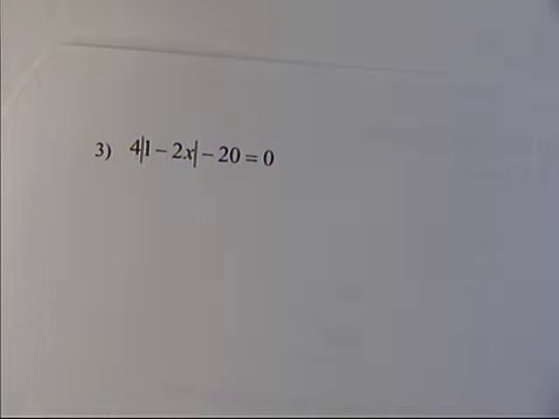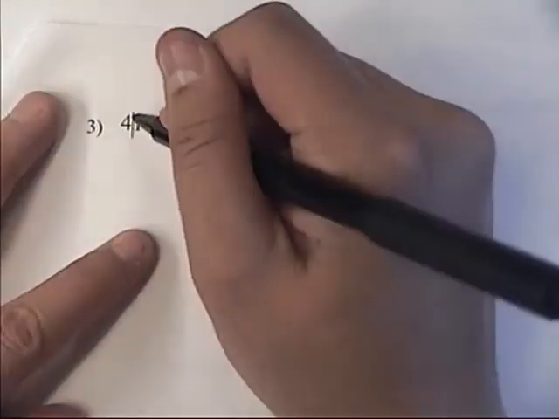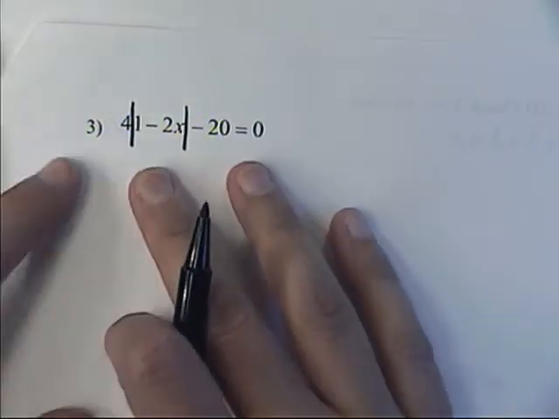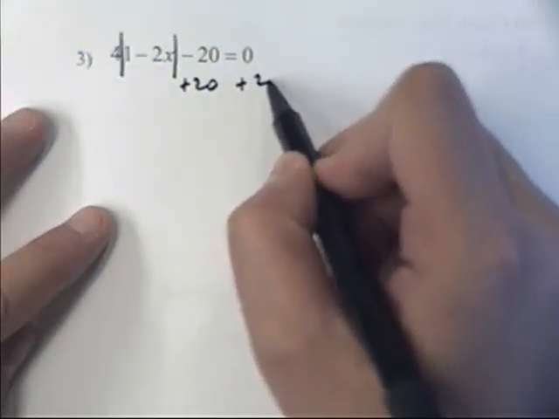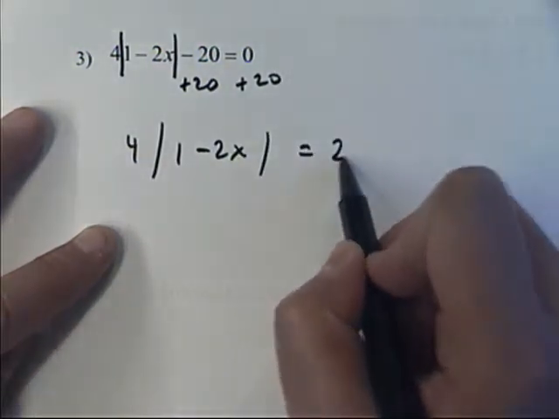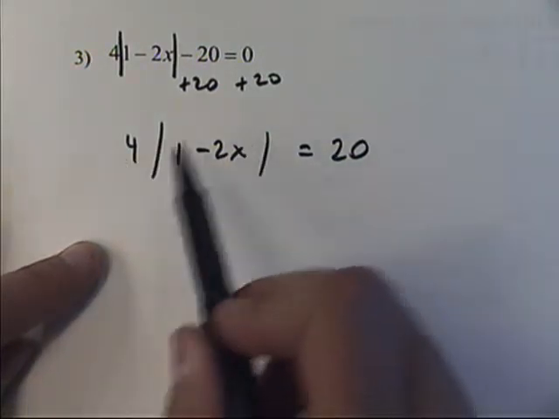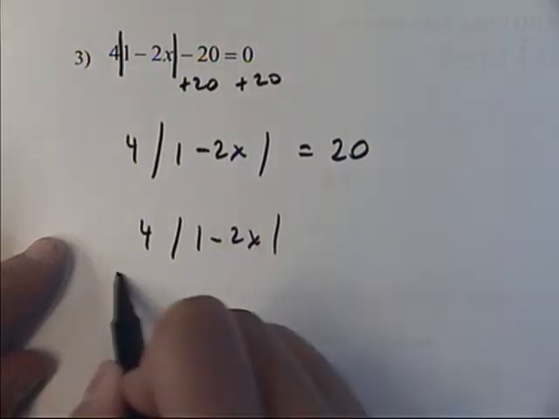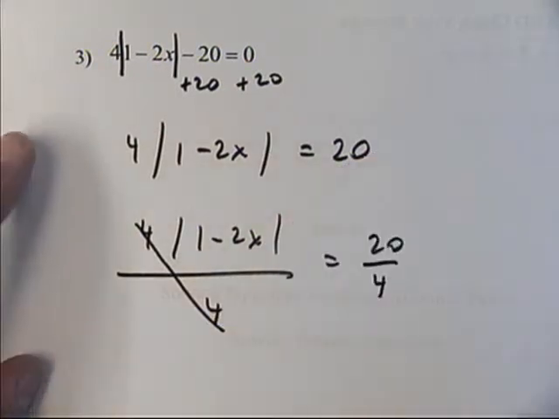All right, example 3. Well, first we have to isolate the absolute value, which means that we want to get this section right here in between the bars all by itself on the left side of the equation. So I'm first going to add 20 on both sides. And then, you may not think to do this, but we can actually divide by 4, because this is 4 times this stuff here. So if I divide by 4 here, doing it on both sides, I get to cancel it, like that.